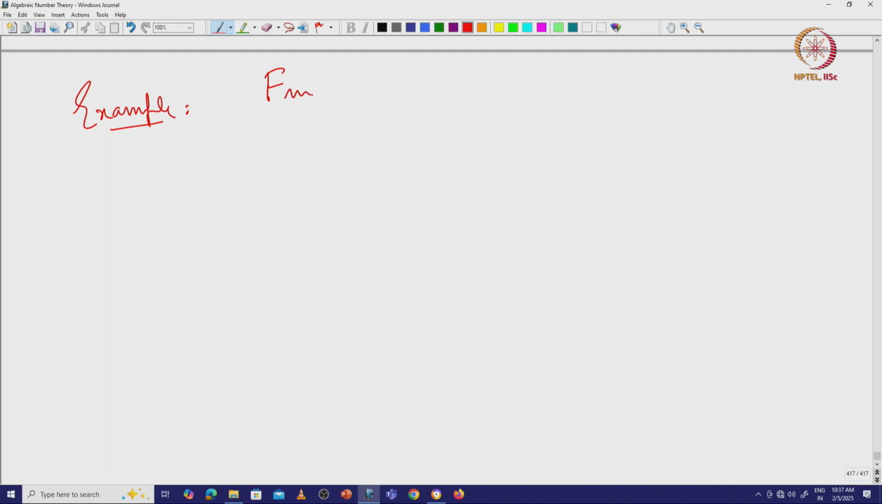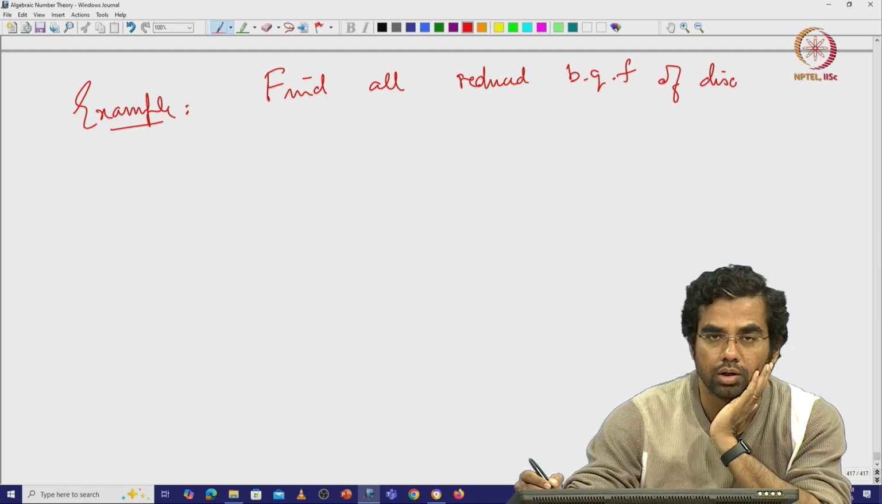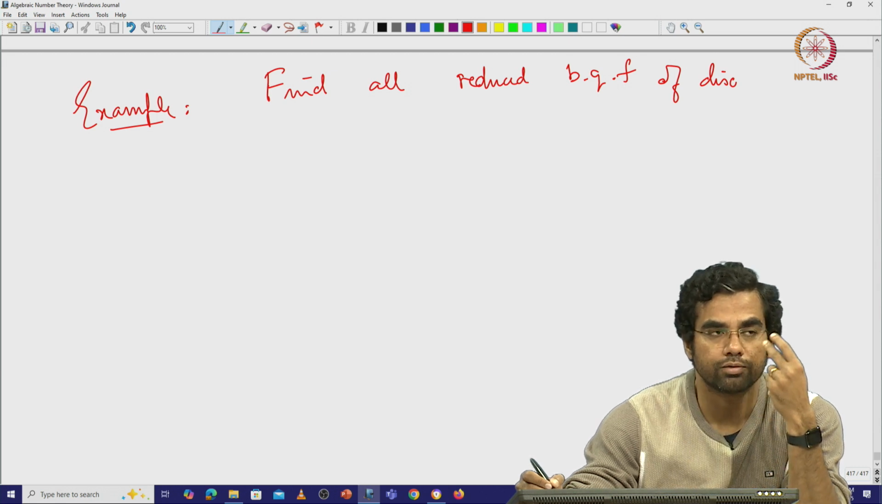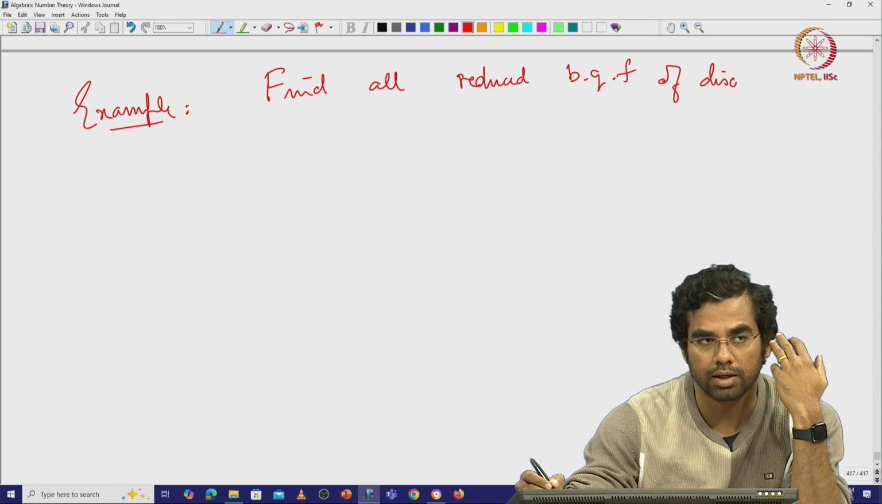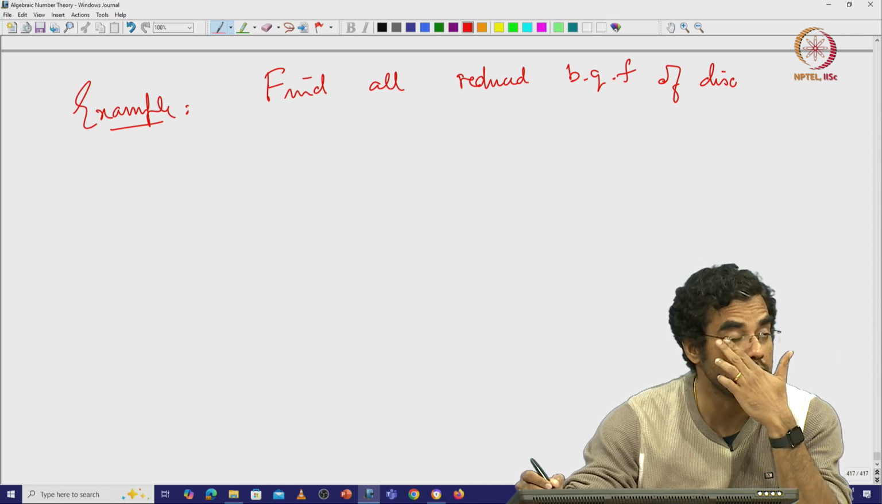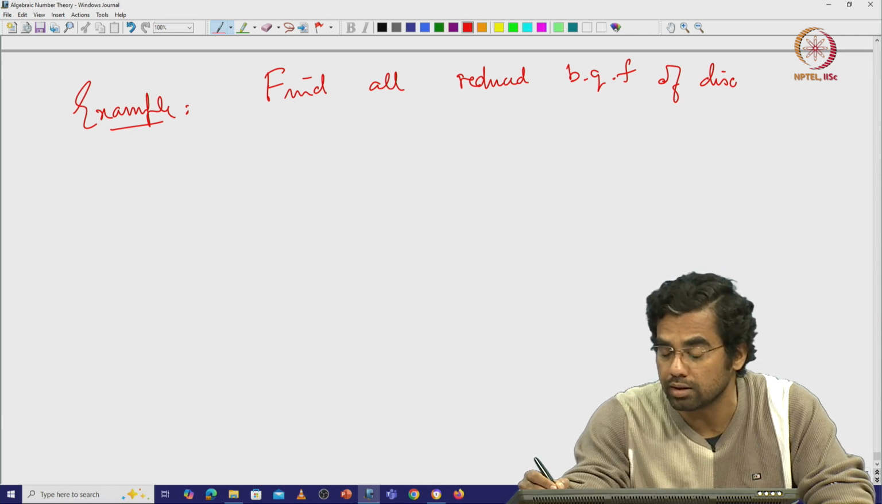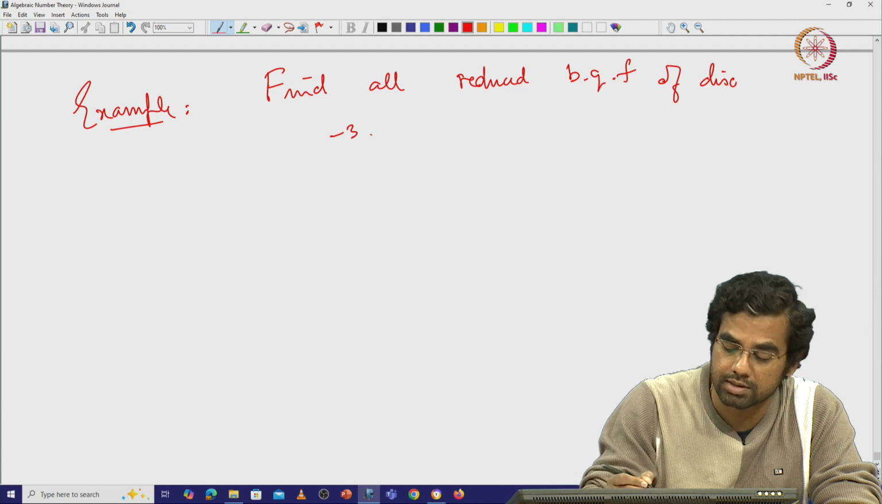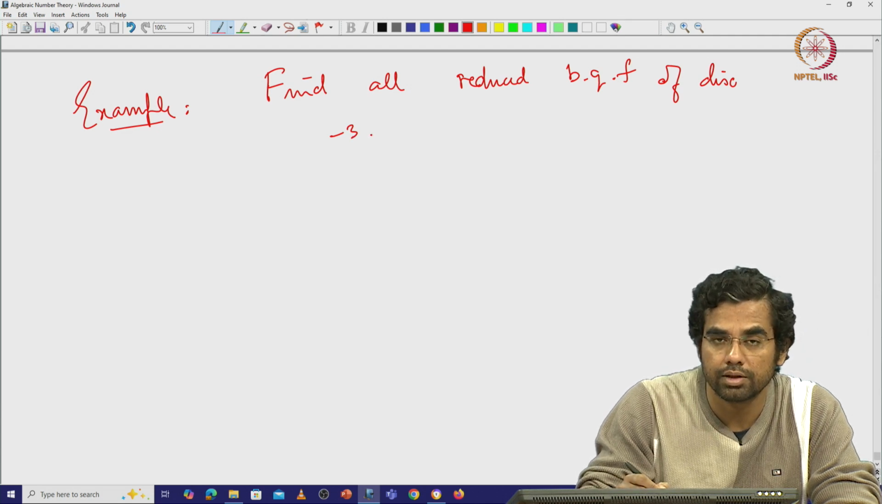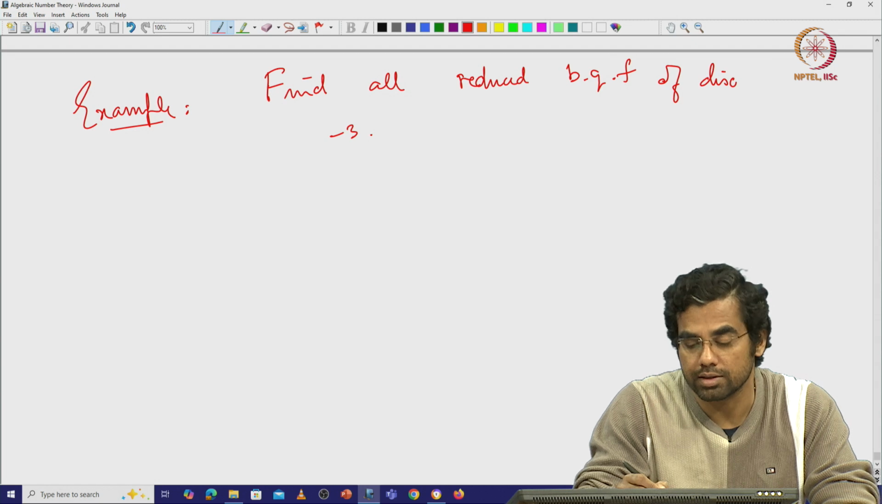let us find all reduced binary quadratic forms of discriminant. So, you see discriminant is always congruent to 0 or 1 mod 4, right. So, minus 1 is not 0 or 1 mod 4, minus 2 is not 0 or 1 mod 4, minus 3 is 1 mod 4, right. So, the smallest thing we can take is minus 3, right. So, let us say discriminant minus 3, okay. Then we can take minus 4 or minus 7 and so on, right.